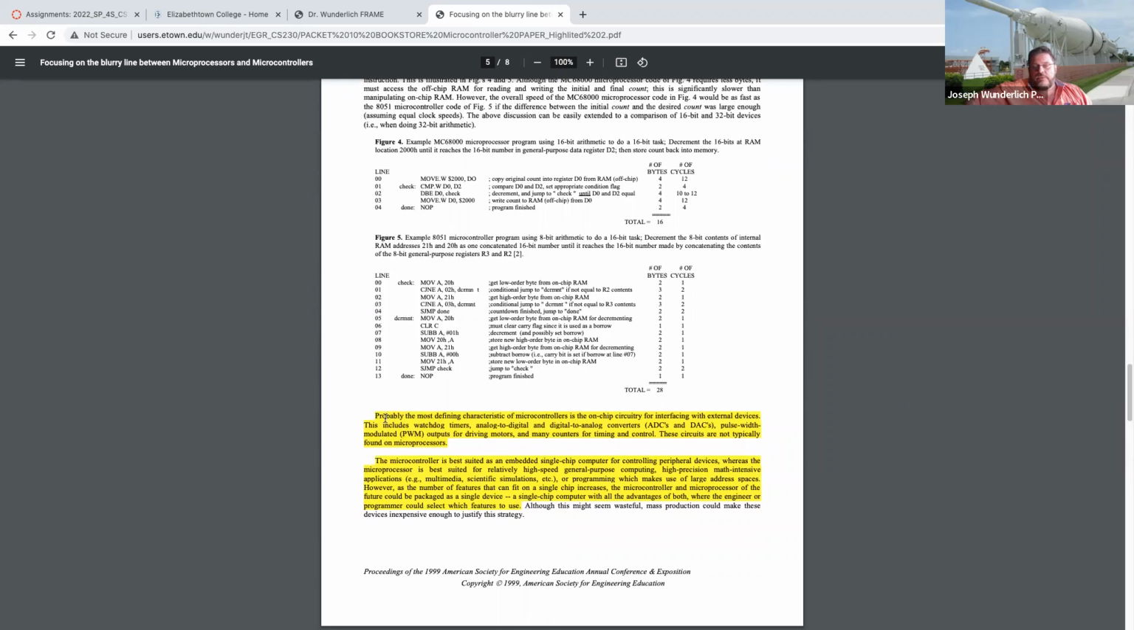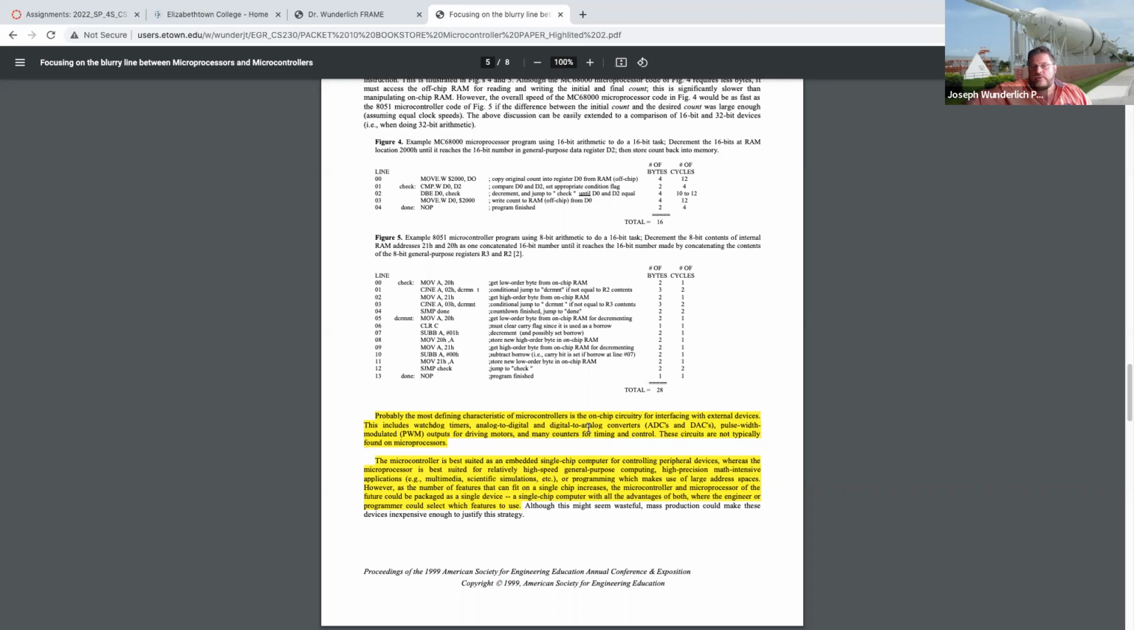And then this would be something more in line with what I might ask students here. Well, all the yellow is. Probably the most defining characteristic of microcontrollers is the on-chip circuitry for interfacing with external devices. This includes watchdog timers, waiting for some device to react, and analog to digital and digital to analog converters. In this class, I have a whole lecture on digital versus analog waves and sampling things, and the math that's different in the analog world and the digital world.